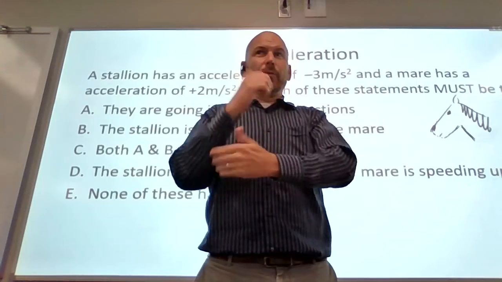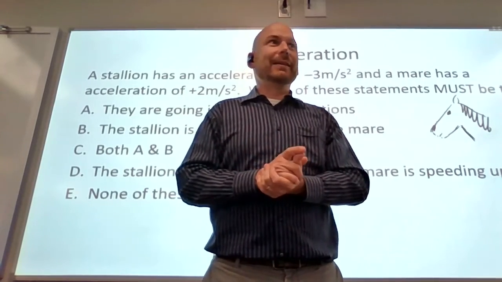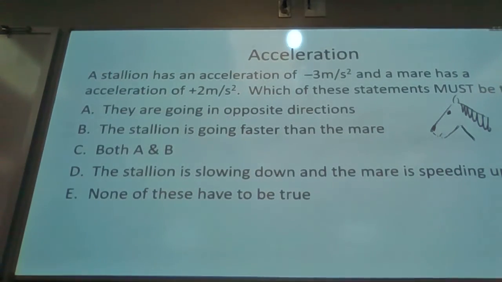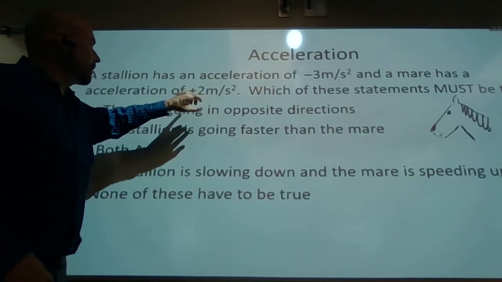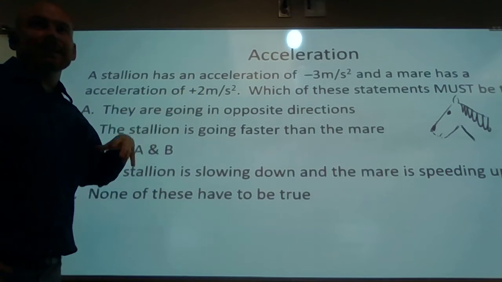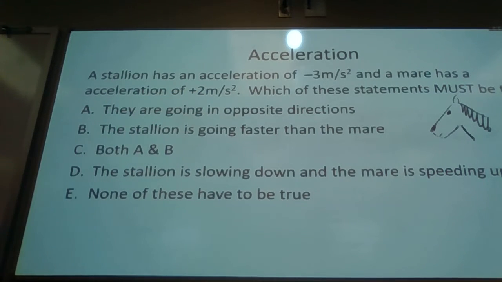So B, out. C obviously is out. D. Stallion is slowing down and the mare is speeding up. Maybe. But it's not definitive. Both could be slowing down. Both could be speeding up. Heck, Stallion could be speeding up and the mare could be slowing down. We don't know. The only thing you can conclude from this statement is the direction of the force acting on the mare and the stallion. The force acting on the stallion is in the negative direction. The force acting on the mare is in the positive direction. That's all you can conclude. The rest of that stuff, maybe, but it's not definitive. Good? Learn some stuff?